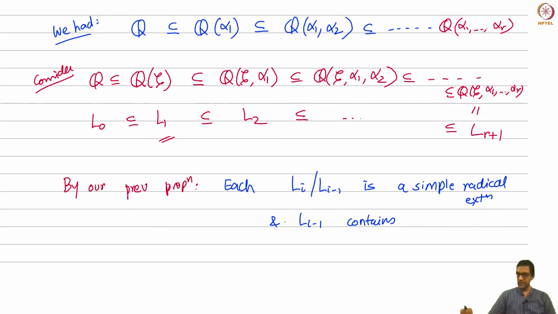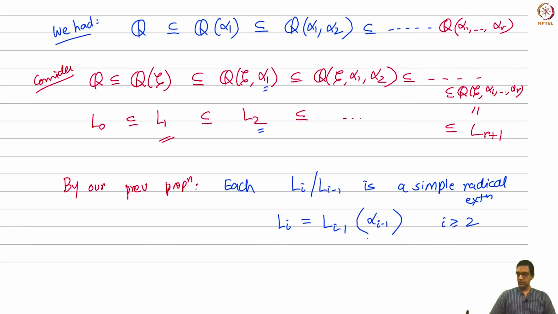So maybe we should just be slightly more careful here. So Li over L_{i-1}, what is it really? Li is L_{i-1} adjoined, so there's a slight numbering thing here. L2 is obtained by adjoining alpha 1. Okay, so it's L_{i-1} adjoined alpha_{i-1} now. Okay, so this is for i at least 2.